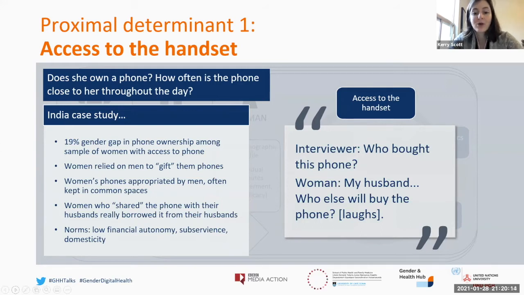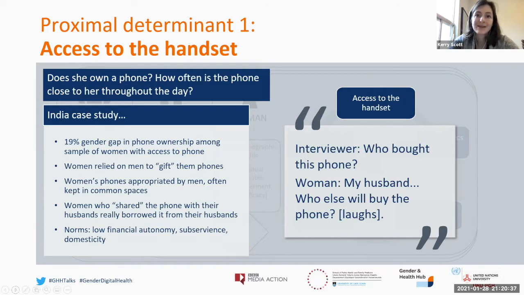So here an interviewer asked who bought this phone, and the woman said, "My husband, who else will buy the phone?" Also, even when women owned phones, if their husband's phone broke, he would often take her phone until he got a new one or got his phone fixed. This was sometimes explained because he needed the phone for work, whereas only a quarter of our women worked.